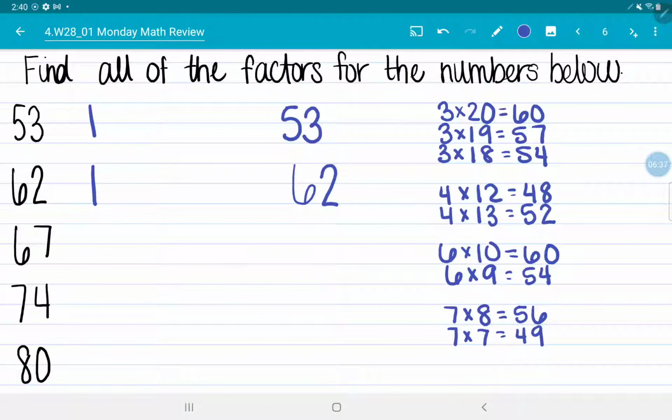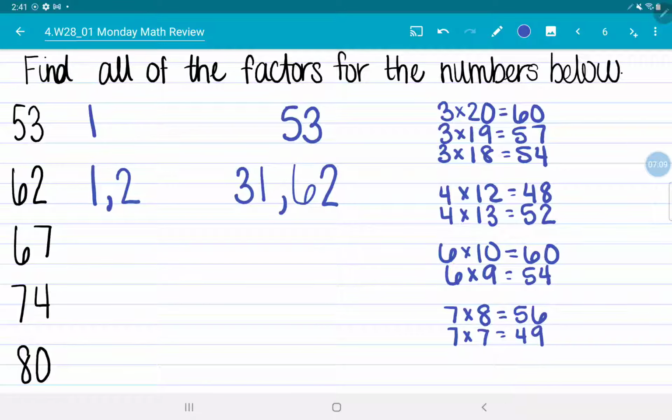All right, and we said it was even, so will 2 be a factor, Maggie? 2 and 31. If 62 is an even number, will 2 be a factor? Okay, Tatum, what is it? 31. How did you know it was 2 and 31? I knew it was 2 and 31 because 3 plus 3 equals 6 and 1 plus 1 equals 2. Yeah, so if you do 62 divided by 2, that would be 31.